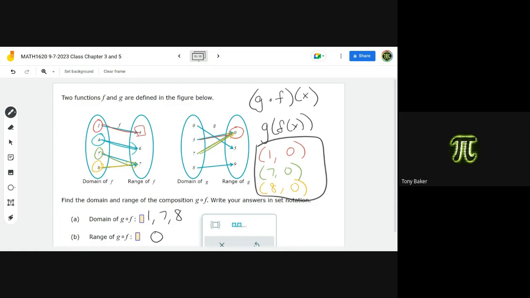And not every number is going to work. Like in this case, the 4 didn't work. So you can't just say, oh, my domain is the first one, my range is the last one, because that's not necessarily true.